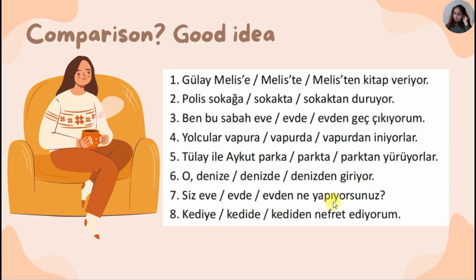Siz ne yapıyorsunuz? What do you do? To the home, at home, from home. Yes, you're right. At home. It is evde. Kediye, kedide, kediden nefret ediyorum. You know that. We talked about this and you know that nefret ediyorum is always related with dan/den and it has to be kediden nefret ediyorum. Okay.